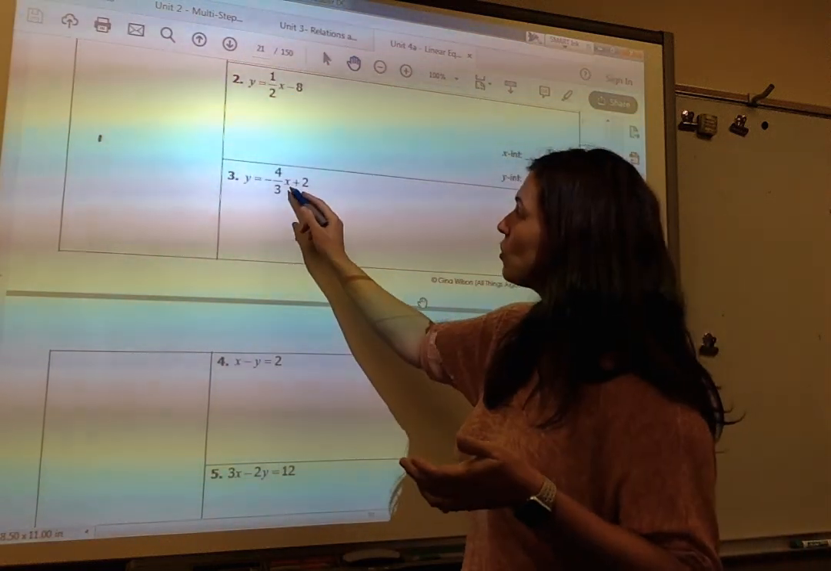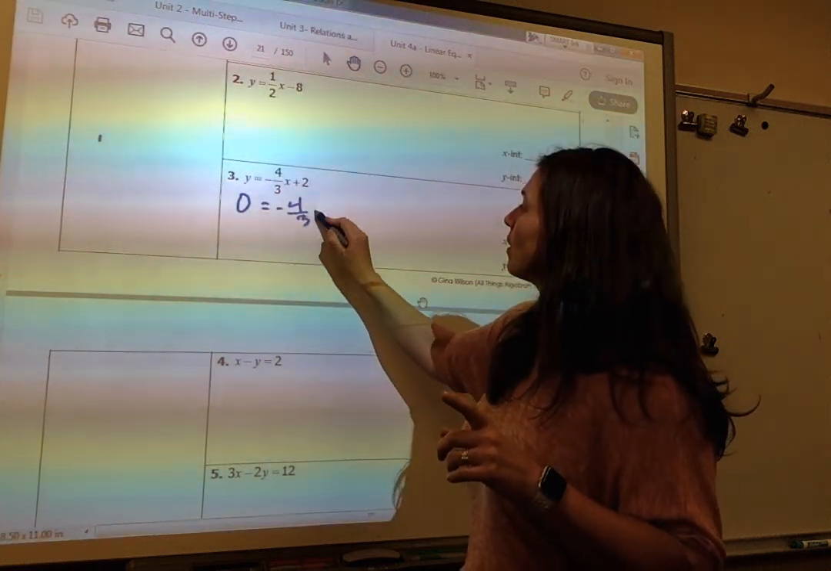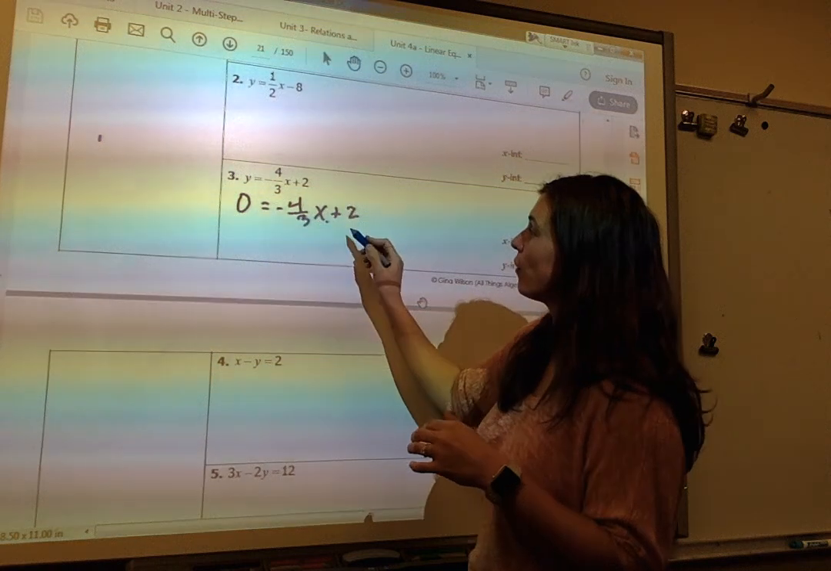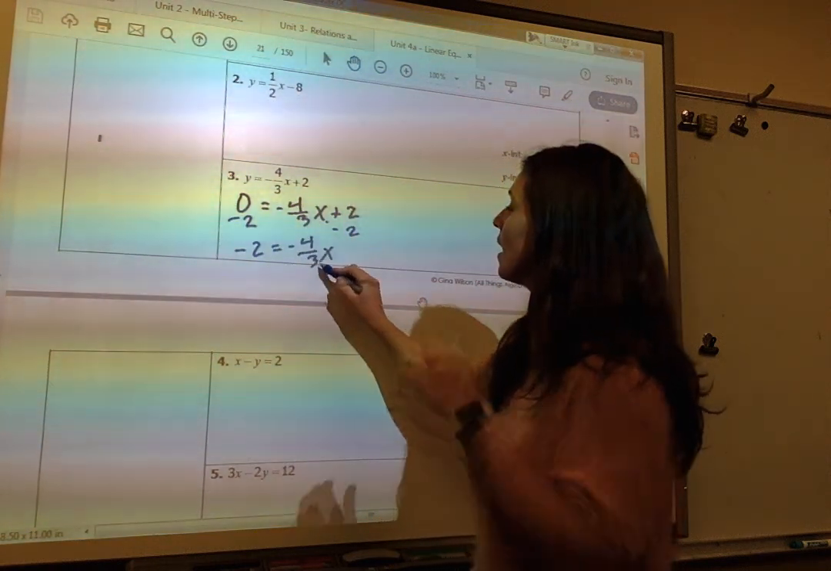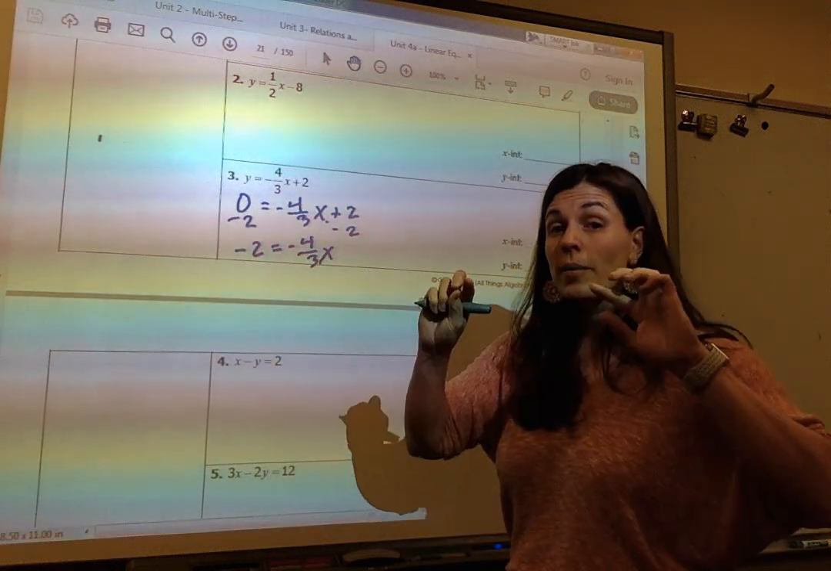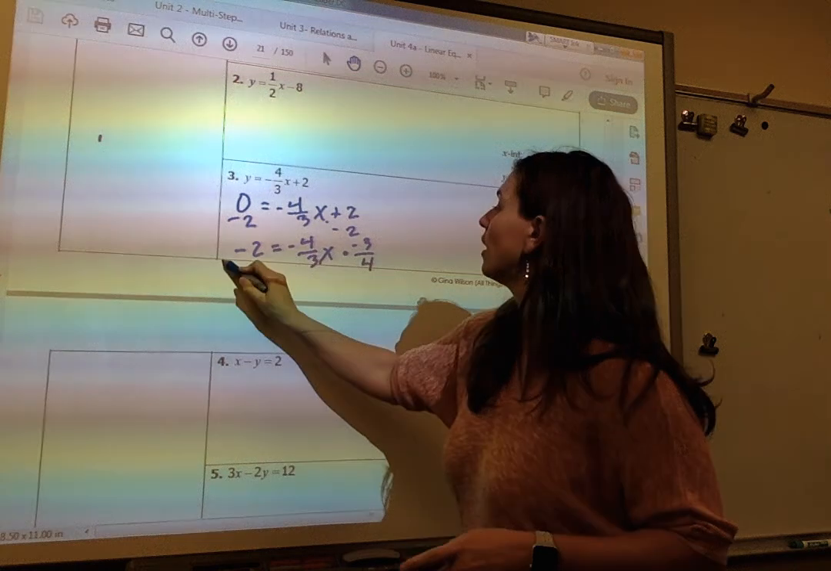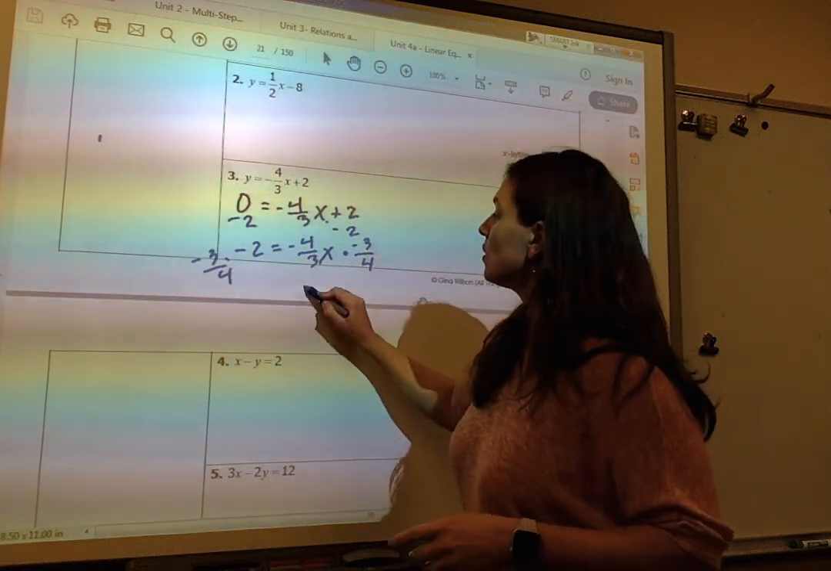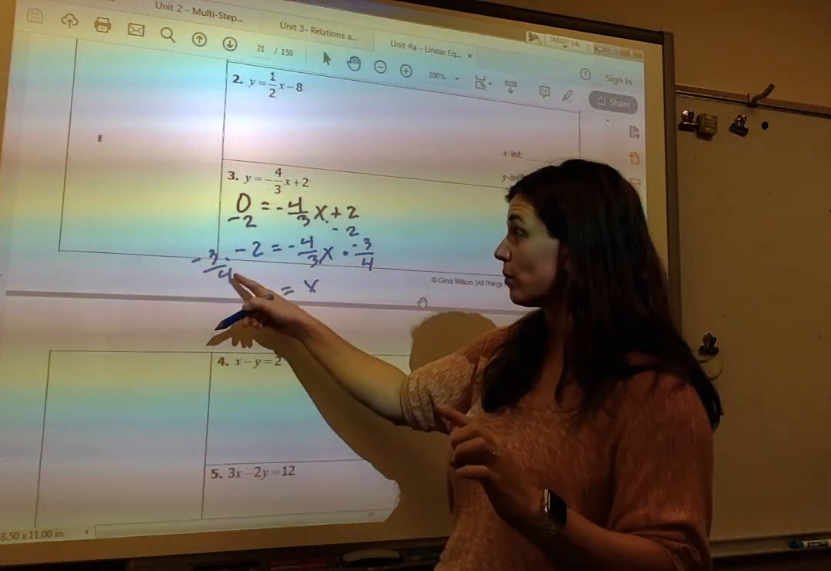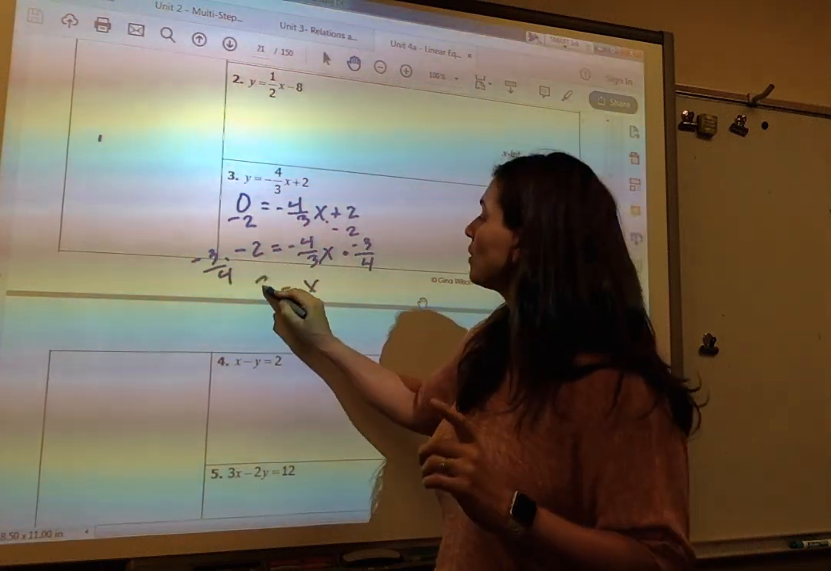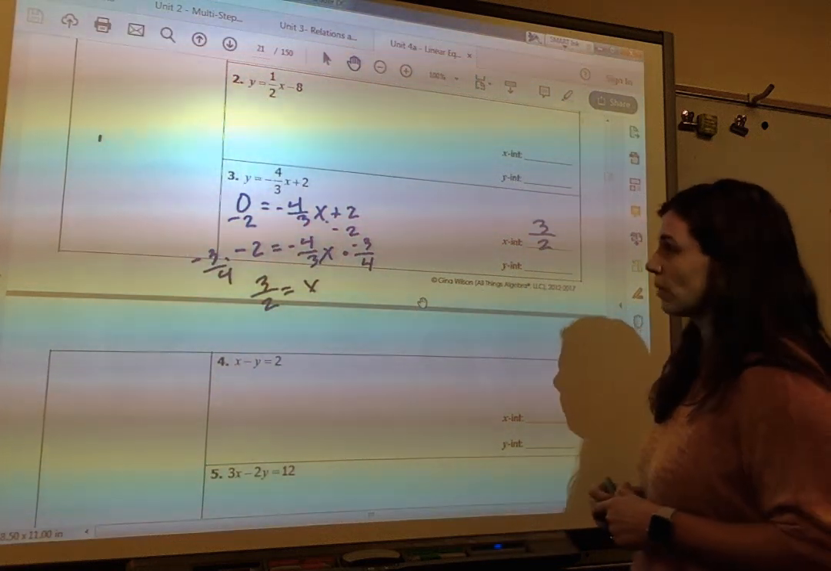So for my x-intercept, my y value is going to be 0. Now I'm going to solve for x. I subtract 2, and I get -2 equals -4/3 x. How do you get x by itself? You multiply by the multiplicative inverse, which is multiplying by -3/4 on both sides. So x equals a negative times a negative, which is positive. Cross reduce, which you should be able to do, 1 and 2, and it's 3/2. So x is 3/2. That's my x-intercept.